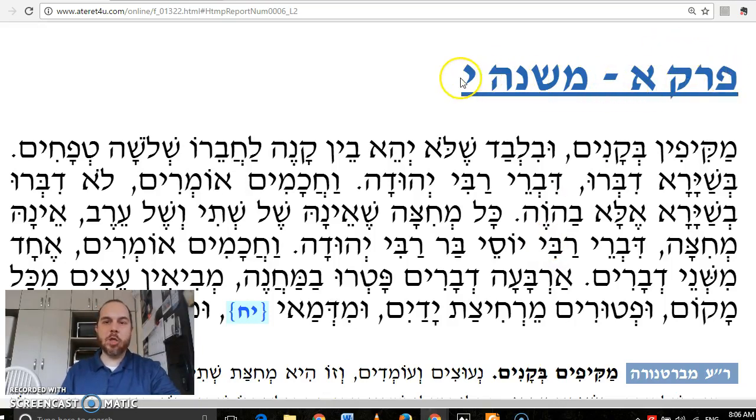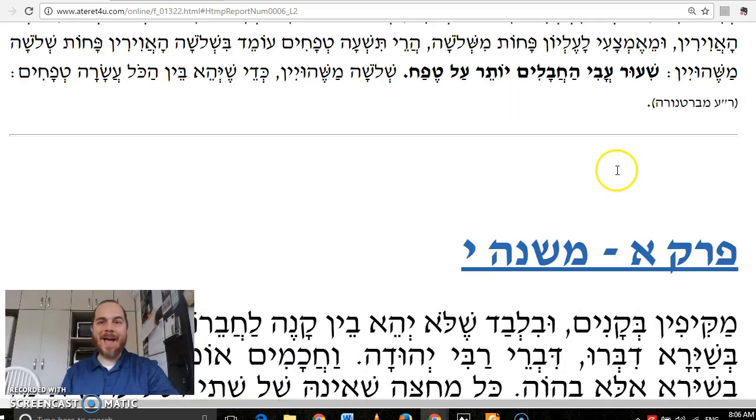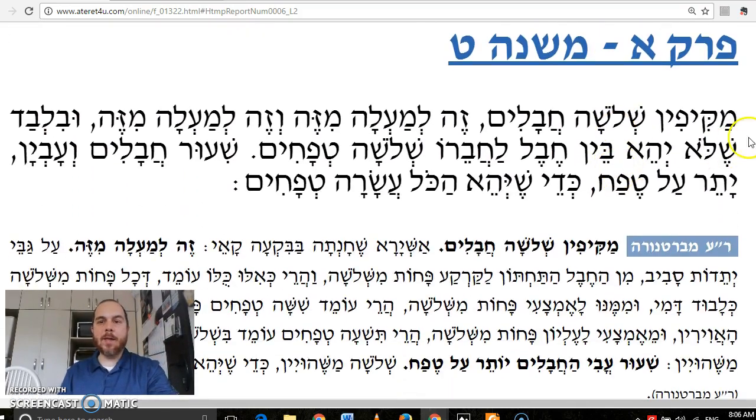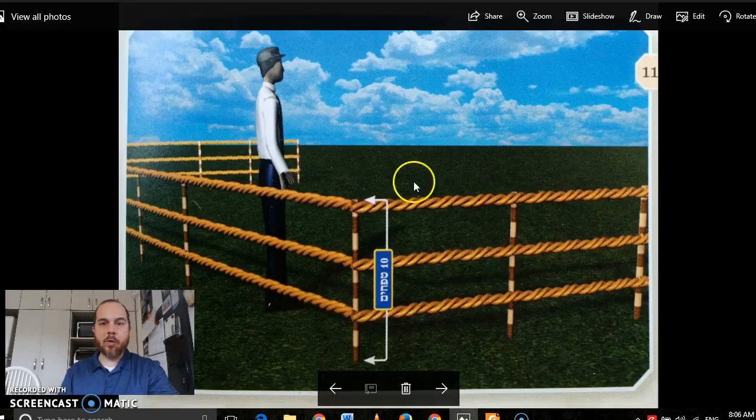Eruvin, Perek Aleph, Mishnah Yud, the last Mishnah in the first chapter of Eruvin. In our last Mishnah, we talked about the idea of Mekifin Bishlosha Chavalim. We saw this picture that talked about the idea that you can surround the area. We were talking about a shayara. You can surround the area with rope, and that would be enough.